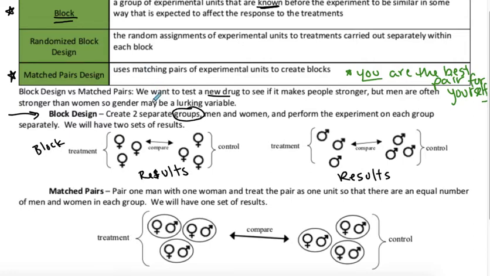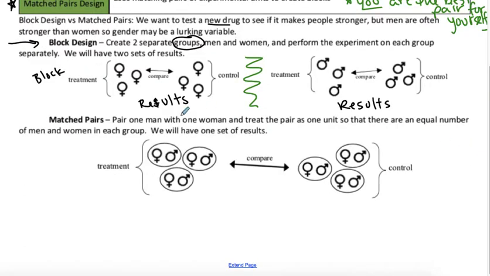If we went along in this case where we have men and women in this group, we can pair one man with one woman and treat the pair as one unit so that there are an equal number of men and women in each group. And then we'll get one set of results. So here we did the comparison in two different blocked groups. We created this block and said experiment 1, experiment 2 in the exact same way, and we have results. Matched pairs is going to say, okay, every man is going to be paired up with a woman, and we're going to have each of these groups be compared in between.